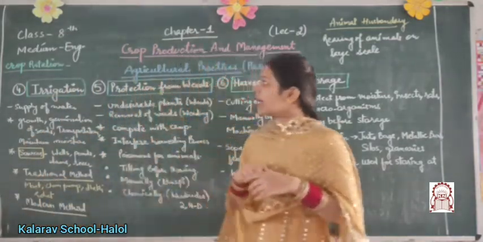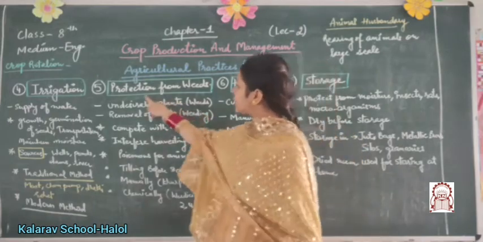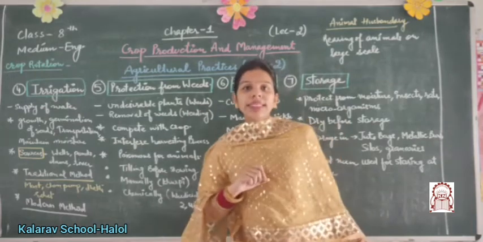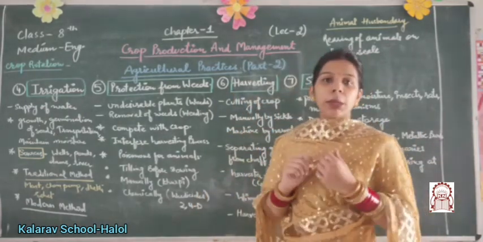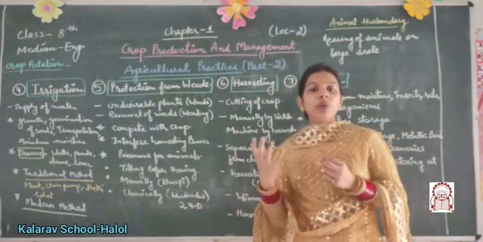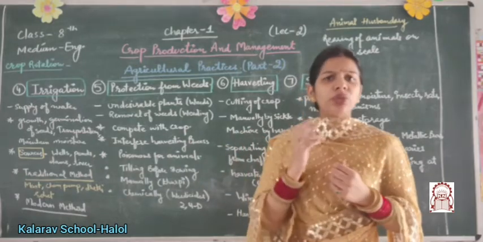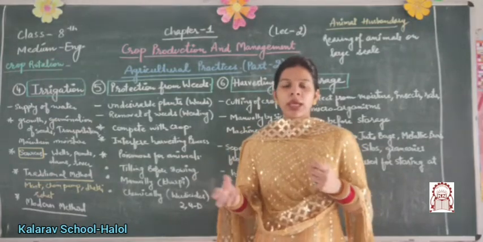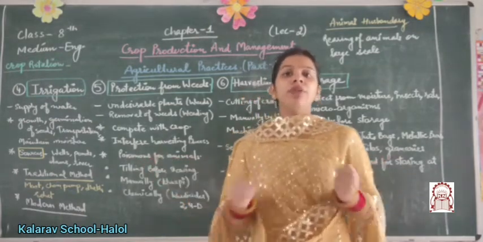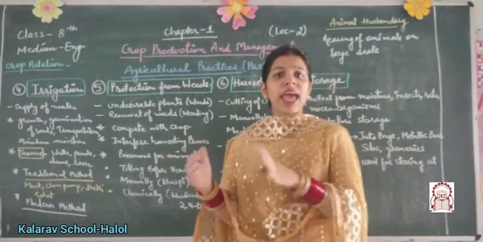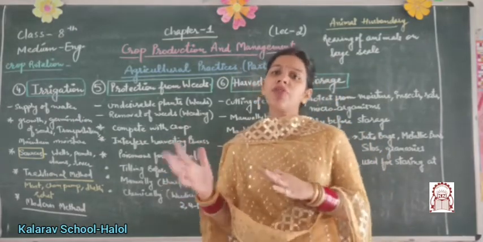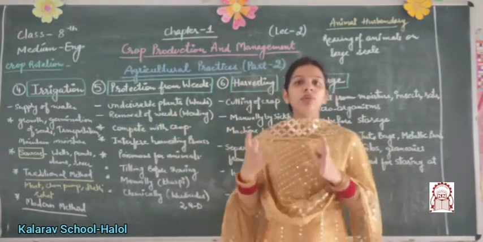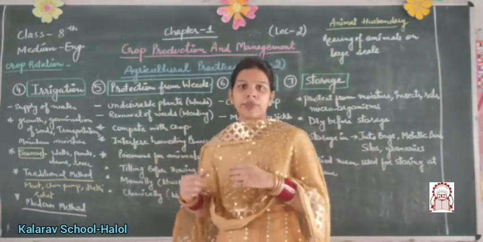So the next agricultural practice is protection from weeds. What are weeds? Weeds are undesirable plants which grow with the main crops. As we've seen, sometimes plants grow along with the crops. These are unwanted plants. We don't need these plants as they are very harmful for the soil. So the undesirable plants which grow with the crops are called weeds.